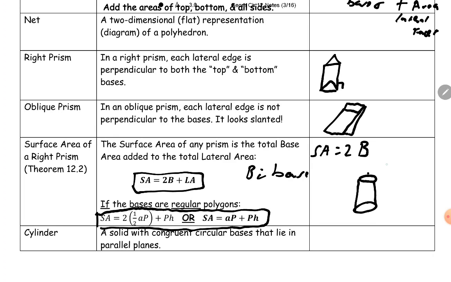And then we would add the area of the side there. Let's go with the triangular prism again. We would find the area of the two triangles and add them together, or find the area of one triangle and multiply by 2, and then we would add the areas of the rest.